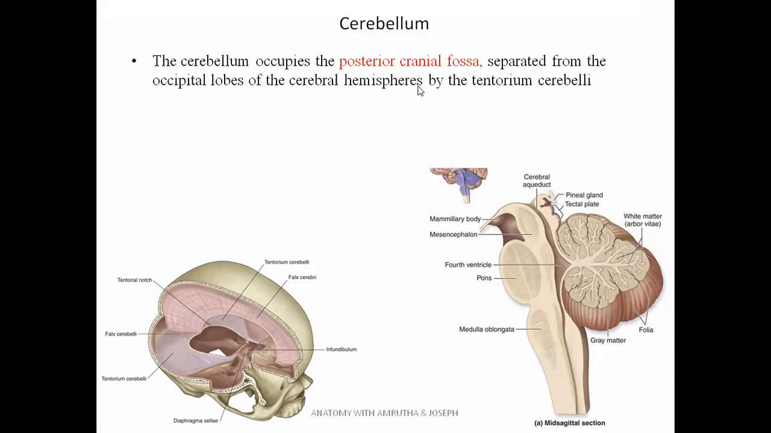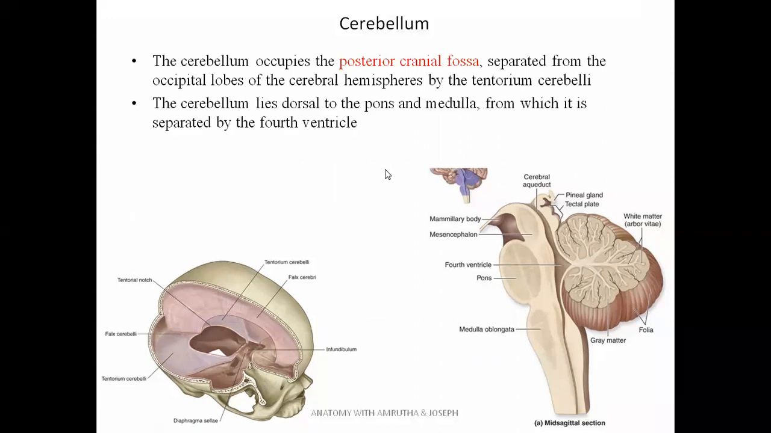The cerebellum occupies the posterior cranial fossa, this area, separated from the occipital lobe of the cerebral hemisphere by the tentorium cerebelli. So tentorium cerebelli is between the occipital lobe and the cerebellum. The cerebellum lies dorsal to the pons and the medulla, as you can see in this picture. Cerebellum is posterior to the pons and the medulla oblongata, from which it is separated by the fourth ventricle. Fourth ventricle is a cavity that is lying between the pons, medulla, and the cerebellum.